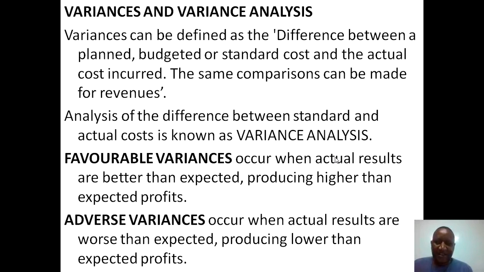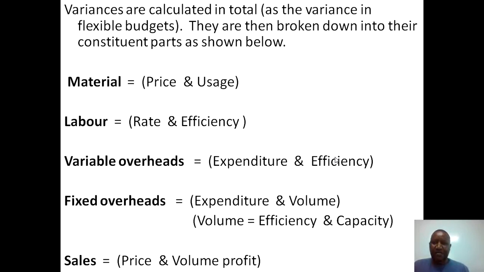With variance analysis, a variance can either be favorable or adverse. So what do we call a favorable variance? A favorable variance occurs when actual results are better than the expected results, which leads to a higher profit than expected. Adverse variance occurs when the actual results are worse than expected, producing a lower profit. Variances are calculated in total. They are also broken down into their constituent parts as shown below.